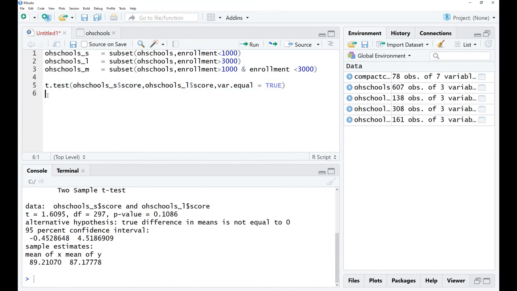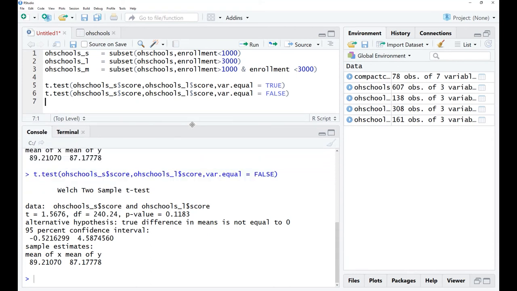We can also test this again, assuming that the variance between the small schools and the large schools is unequal. And you come up with the same conclusion, in the sense that the p-value is 0.1183, which even if we test at the 10% level, means we are failing to reject the null hypothesis. Note that the interpretation of the hypothesis test is identical in the two group versus the one group example. You're only looking at the p-value, and whether the p-value is below your level of significance.